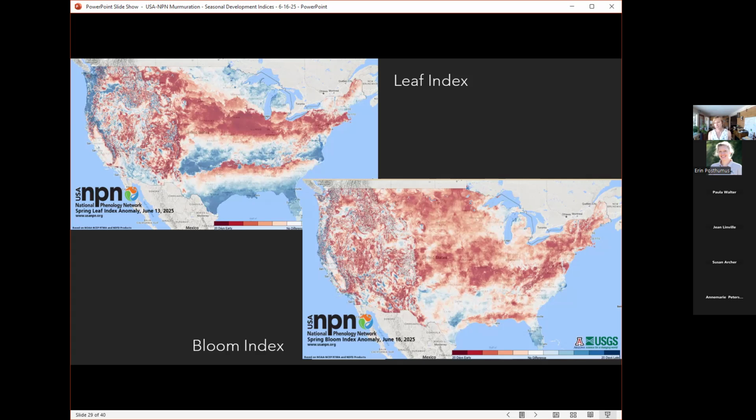But once we get past the bloom index, which really only captures the midpoint of spring, the NPN's ability to tell you anything more about how things are going ends. We don't have anything else we can tell you. And so we wanted very much to be able to tell you, and what else? What's the rest of the story for spring?